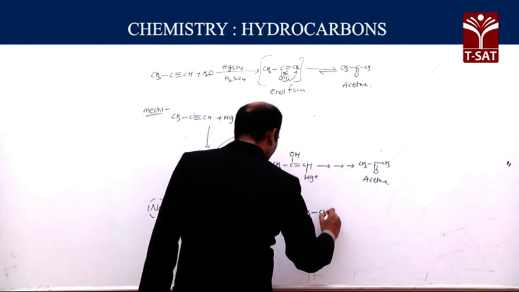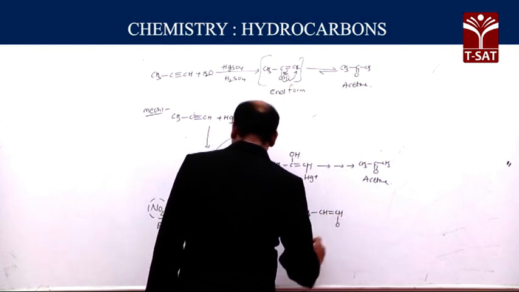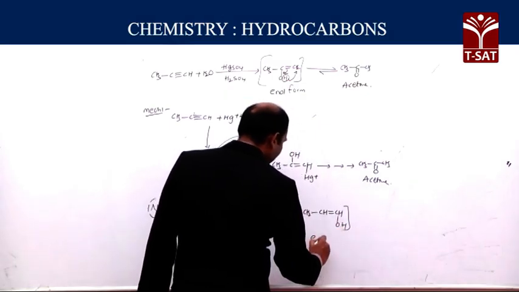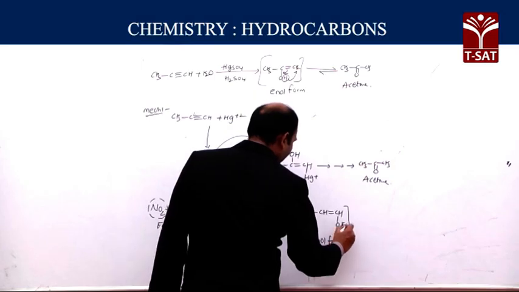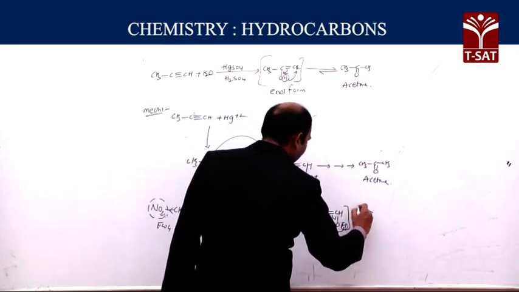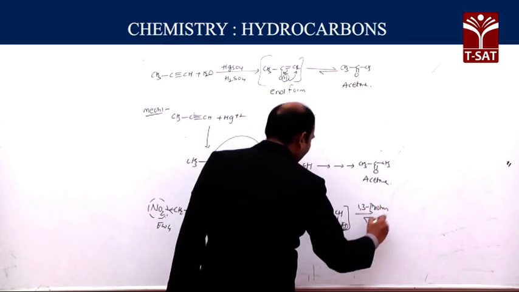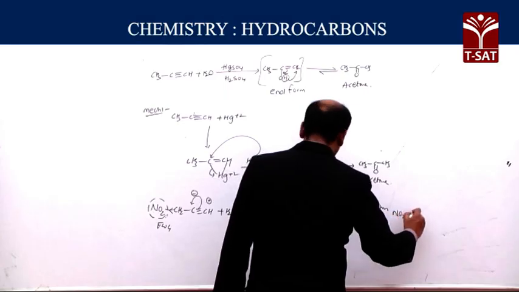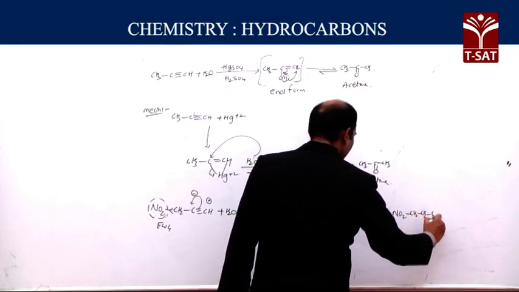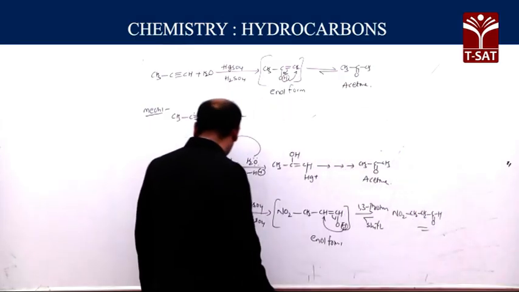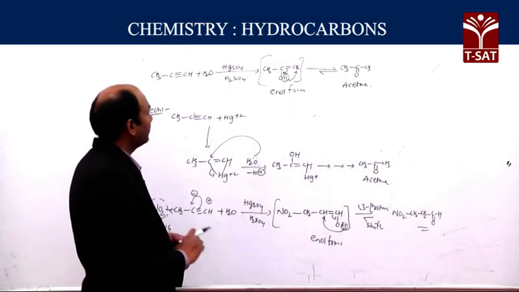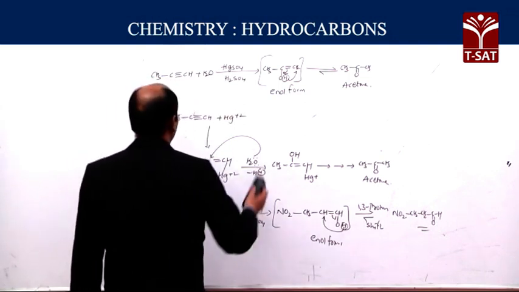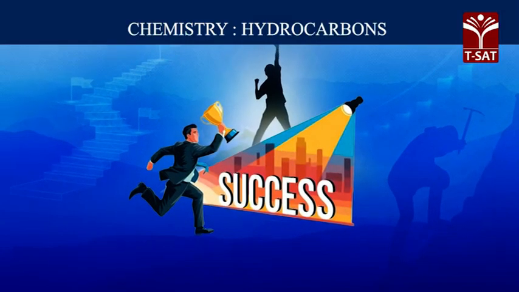This is CH double bond CHOH. Again, which form is this? This is the enol form. Again a 1,3 proton shift. A 1,3 proton shift is nothing but what is called tautomerism. So we get NO2 CH2 CH2 C double bond O. So alkynes are converted into aldehydes, and alkynes are also converted into ketones. This is propyne, that is, acetone.